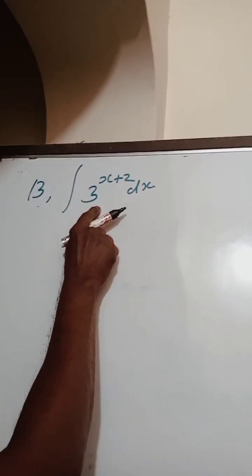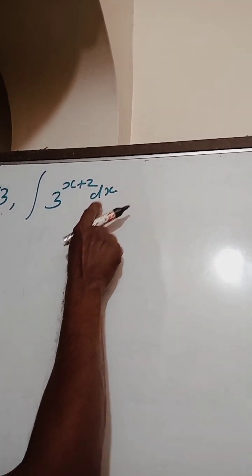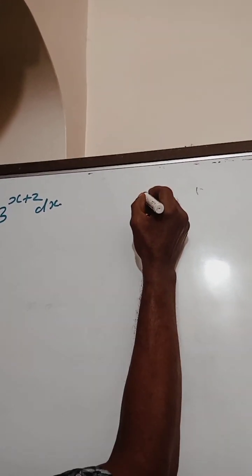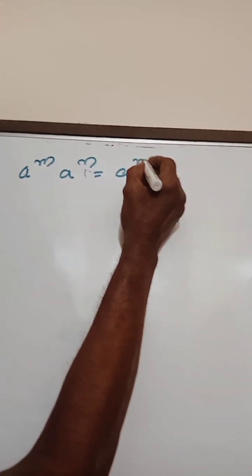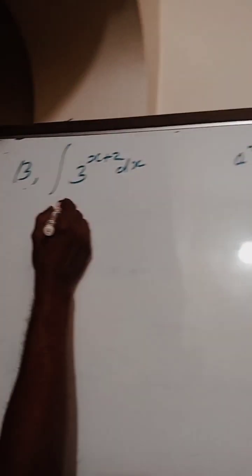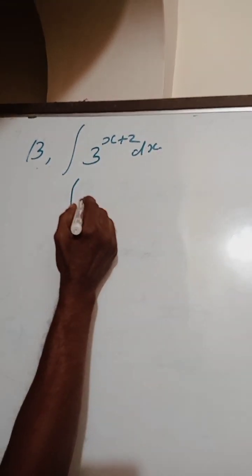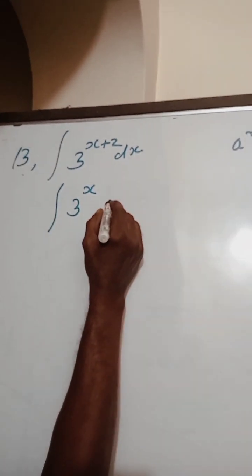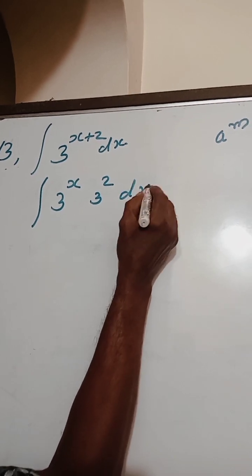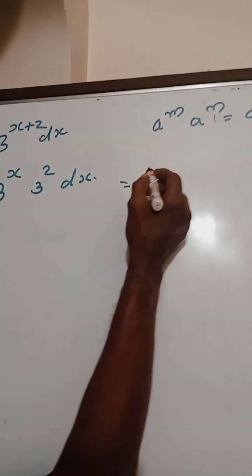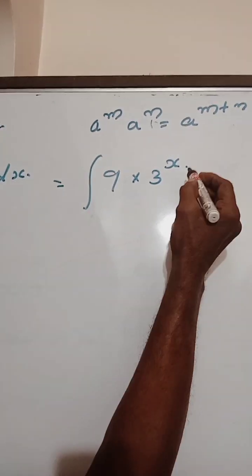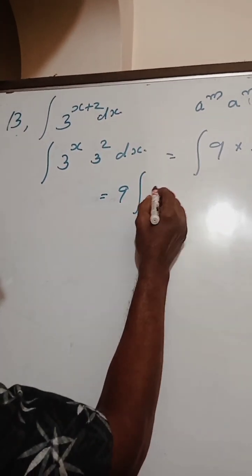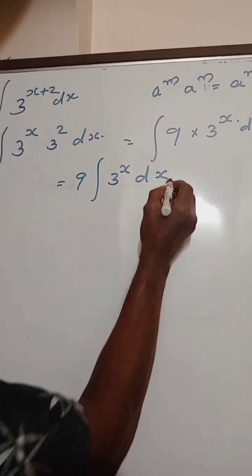13th question is integration of 3 raised to x plus 2 dx. We know that a raised to m into a raised to n is equal to a raised to m plus n. Therefore, we can write 3 raised to x plus 2 as 3 raised to x into 3 square dx. This is equal to integration of 9 into 3 raised to x dx. This is equal to 9 into integration of 3 raised to x dx.